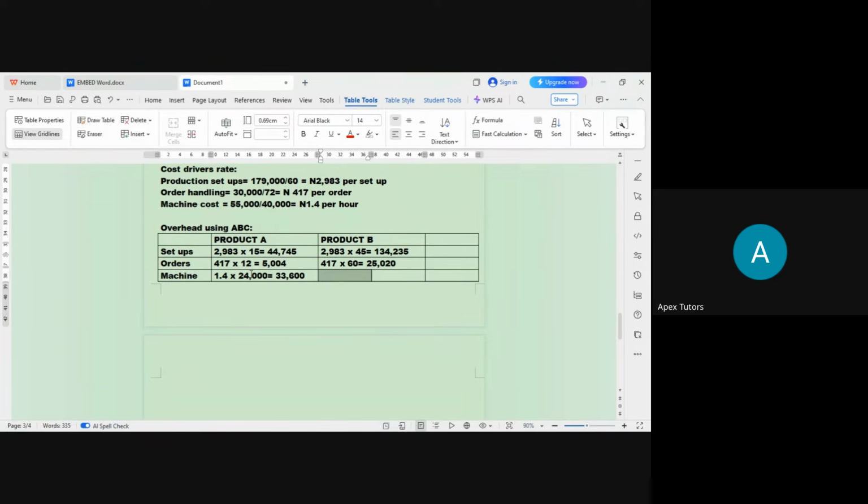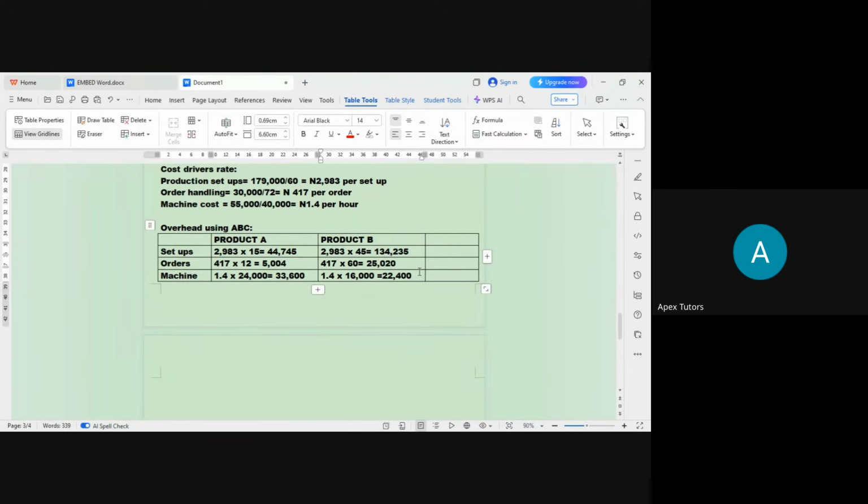All right. Then for this, 22,400. 1.4 multiplied by how many hours are we using there? 16, right? Yes, sir. So we have it as 22,400.